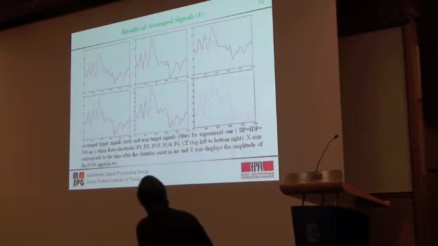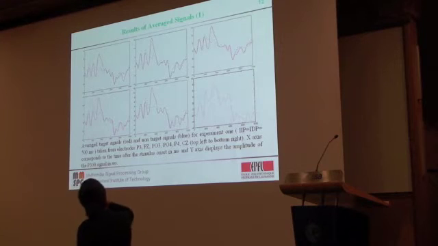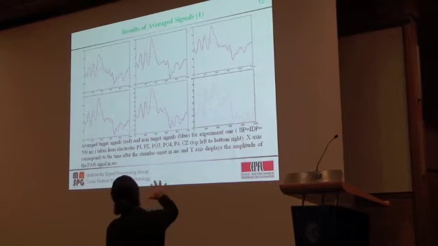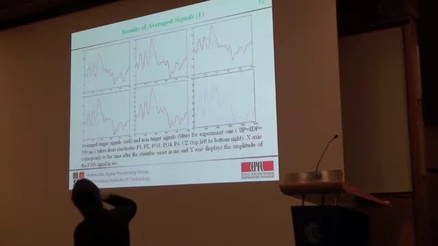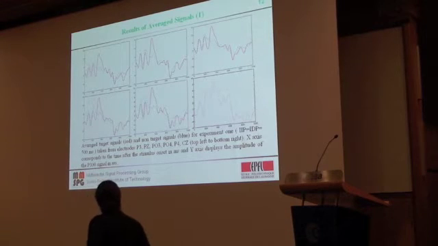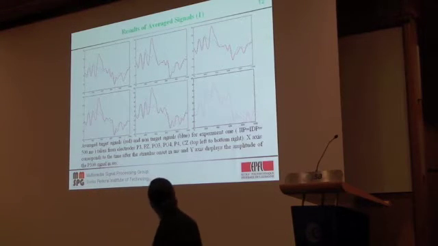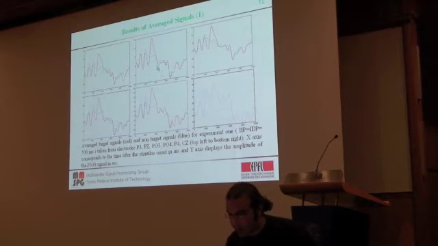Here are the results of these approaches for the first experiment. As you can see here, this is the result summed over all the subjects in experiment 1. This is the average waveforms for the P3, PZ, PO3, PO4, P4, and CZ electrodes. As expected, the P3 had the largest amplitude here.